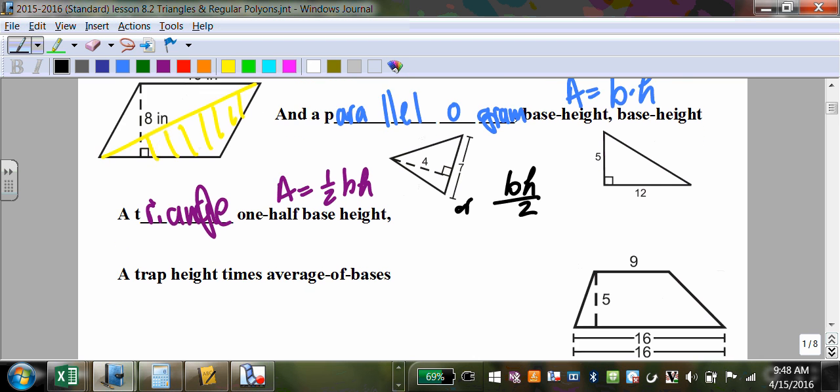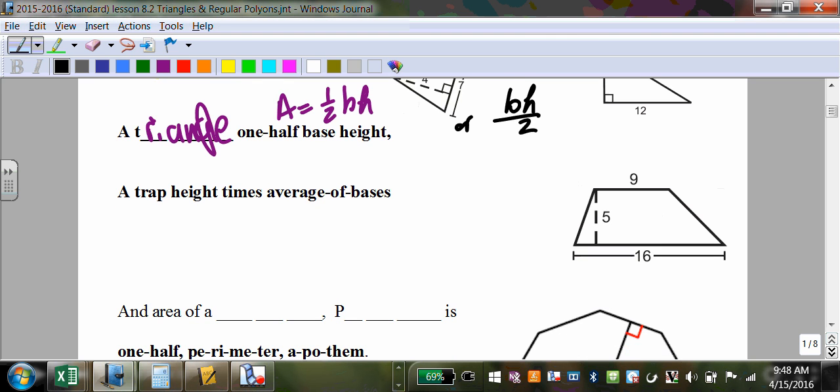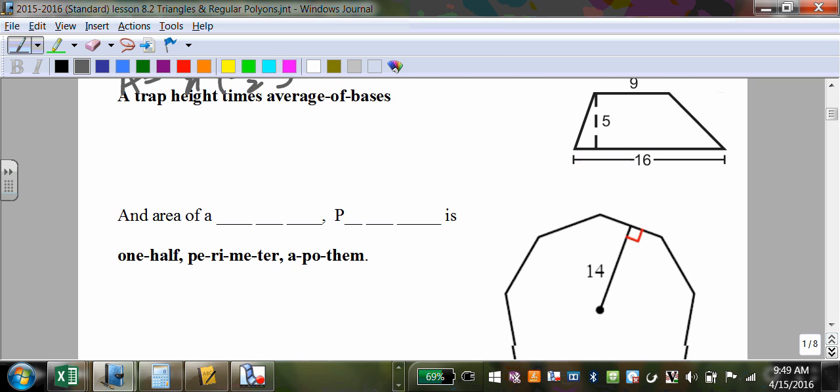Tricky one. This has a very awkward beat. I've had to practice. Okay. A trap is height times sum of bases. A trap, height times average of bases. A trap, height times average of bases. Again. Okay. And last one is what we did last night.